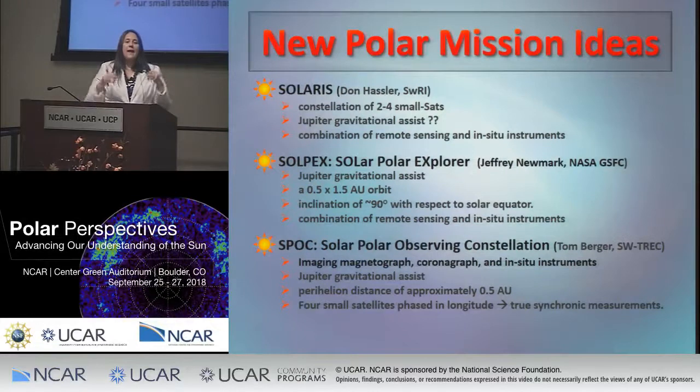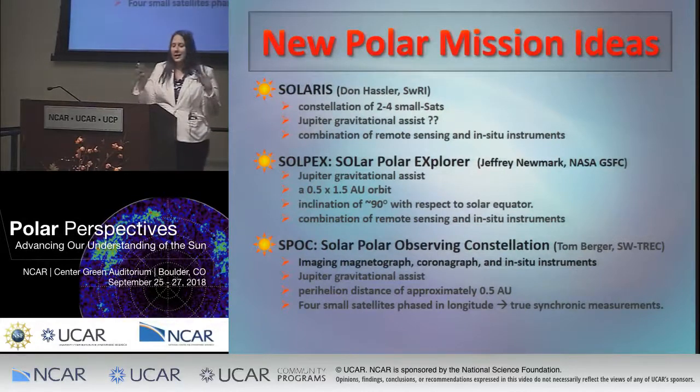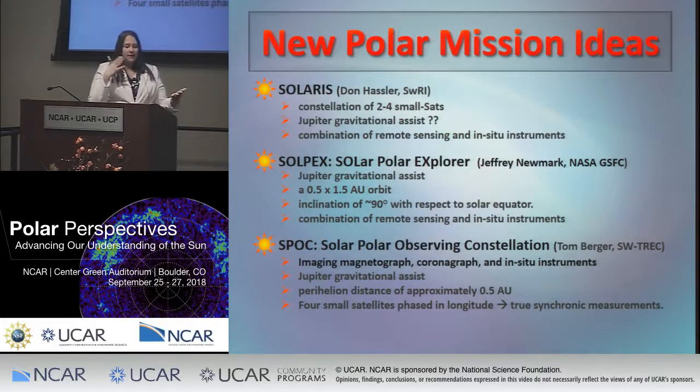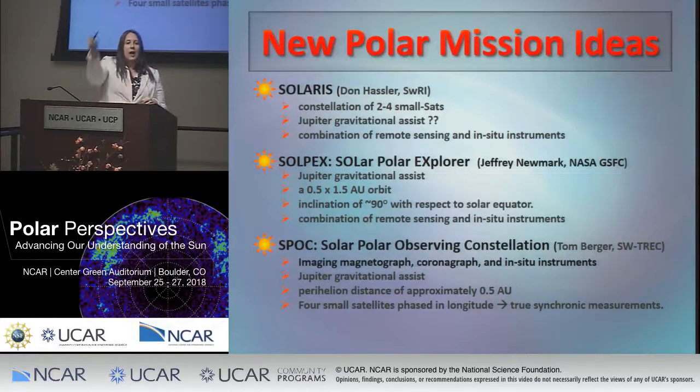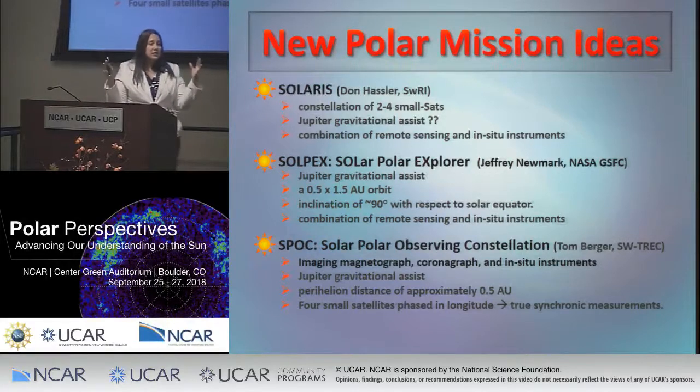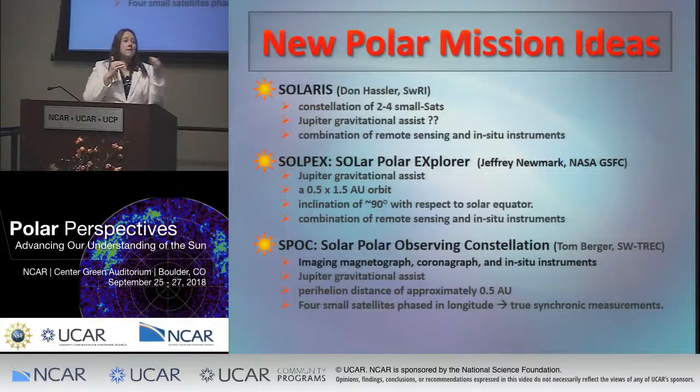I think it's got everything that we could possibly want out of a solar polar mission. It's going to have an imaging magnetograph, a coronagraph, in situ instruments. Again, it will have the Jupiter gravity assist. We'll obtain a perihelion distance of approximately 0.5 AU. And it consists of 4 small satellites that are going to be orbiting around the poles. If they're juxtaposed with one another, we will essentially have a continuous view of the whole sun in its entirety for a very long period of time.